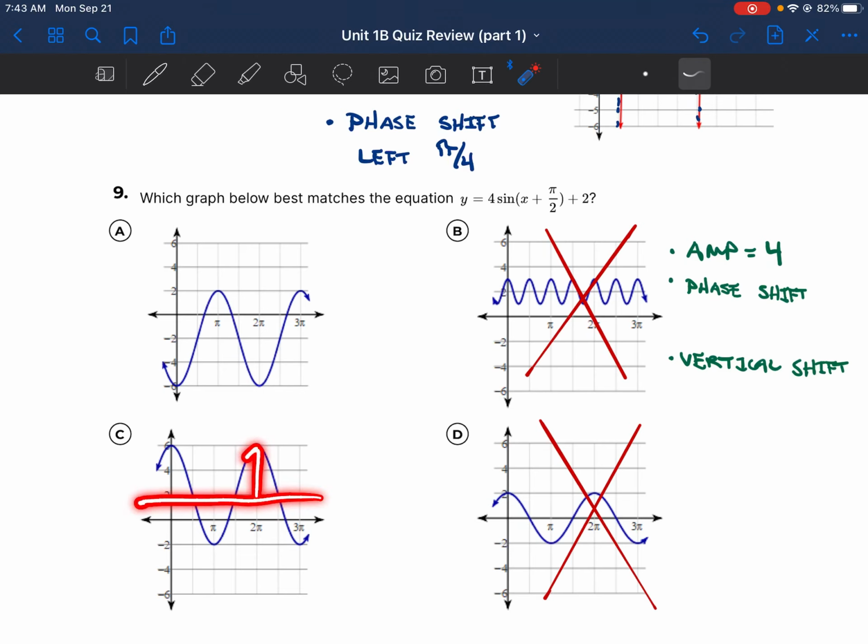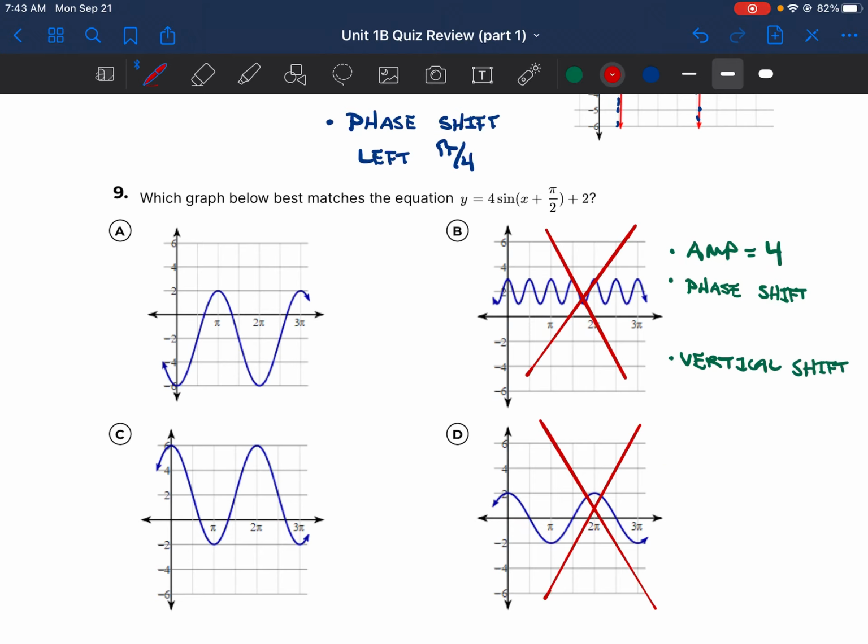Here's my midline. Midline to the top, that's going to be 4. Or midline to the bottom, that's going to be 4. So A and C both have the correct amplitude. Now let's look at the phase shift and the vertical shift.